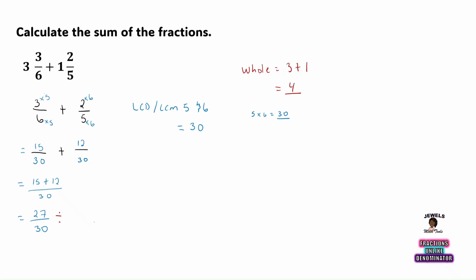Ours can, because 27 and 30 both are in my 3 times table, so I know that both 27 and 30 can be divided by 3. And 27 divided by 3 will equal 9. And 30 divided by 3 will equal 10.